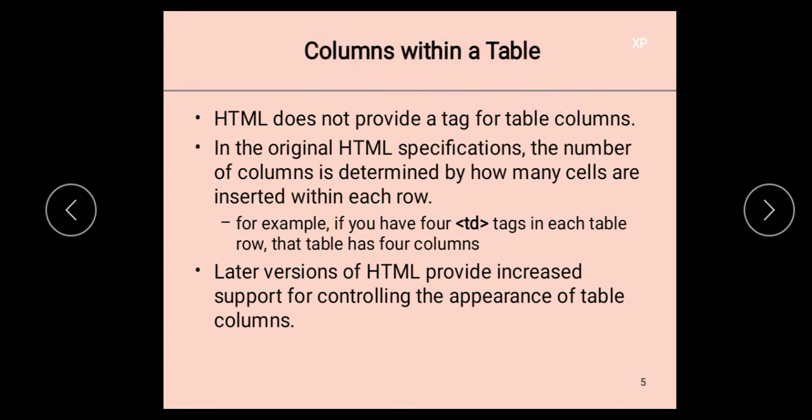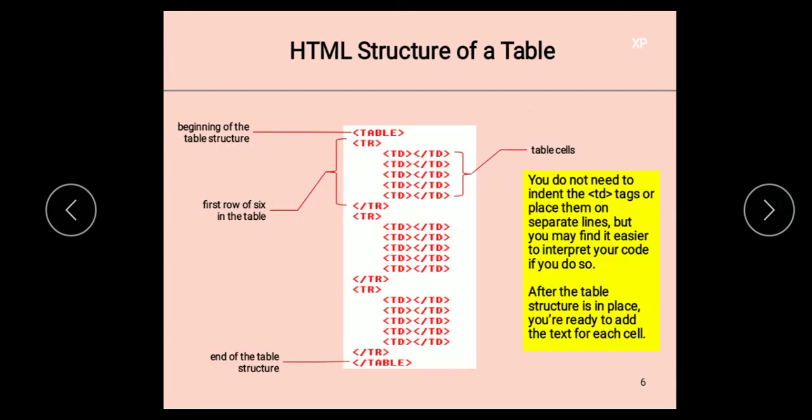Columns within a table. HTML does not provide a tag for table columns. In the original HTML specification, the number of columns is determined by how many cells are inserted within each row. For example, if you have 4 TD tags in each table row, that table has 4 columns. TD means the number of columns and TR means the number of rows. Later versions of HTML increased the support for controlling the appearance of table columns.